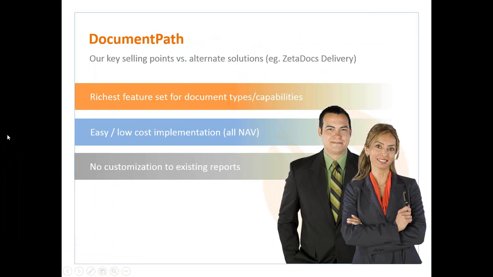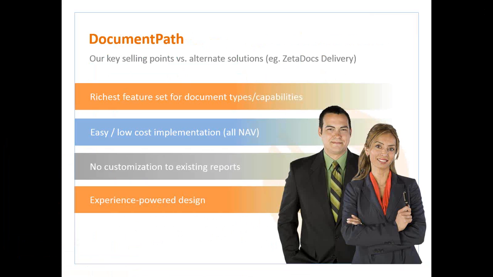No customization is needed to your existing reports to make them work with DocumentPath. We can send all NAV documents, all NAV reports. Again, Zetadocs requires a bit of customization to add some text to reports that it can look at to send them out. That's not needed with DocumentPath.